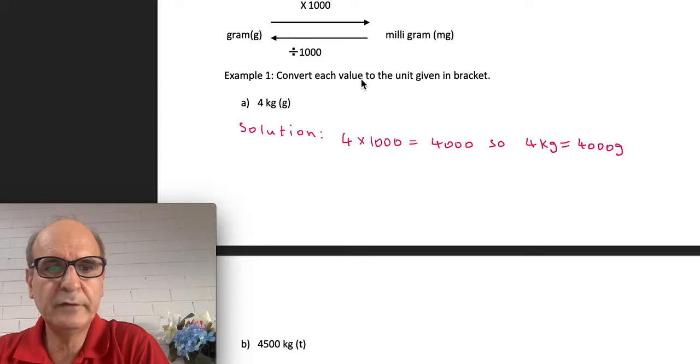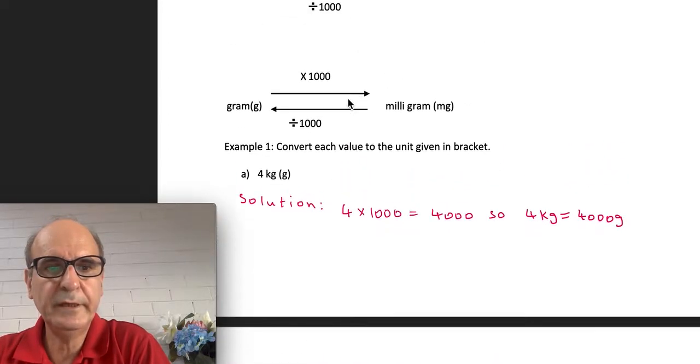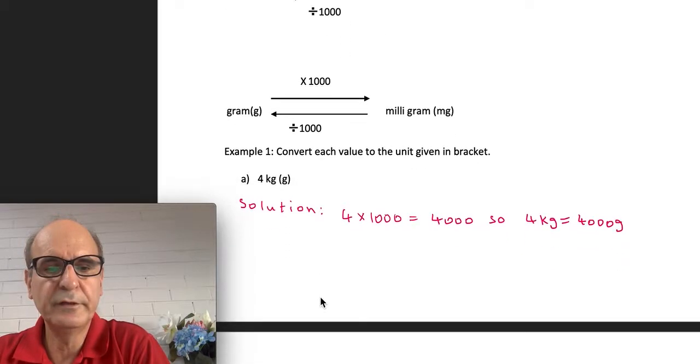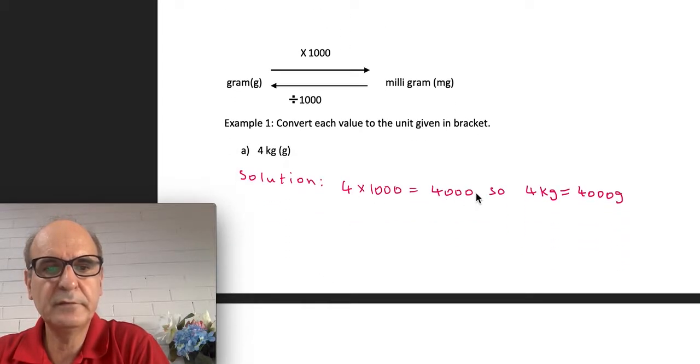Let's look at a number of examples. Example 1, convert each value to the unit given in brackets. So here you've got 4 kilogram, and they want us to say it in gram, from kilogram to gram. So here, from kilogram to gram, in this direction, you times by 1000. So then 4 times 1000 gives us 4000. So that means 4 kilogram is the same as 4000 grams.